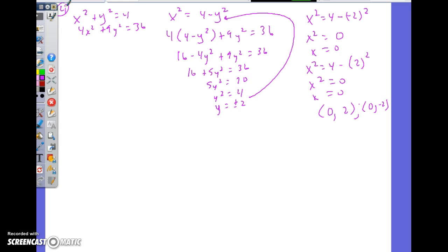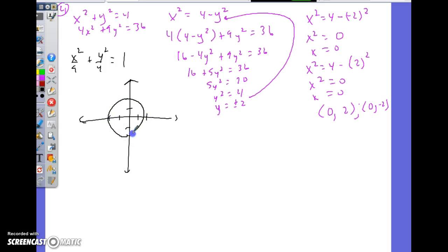But we anticipate 2 solutions because if I graph this, this would be x squared over 9 plus y squared over 4 equals 1. So I have a circle of radius 2. And I have a parabola which goes 3 left, right, and 2 up, down.